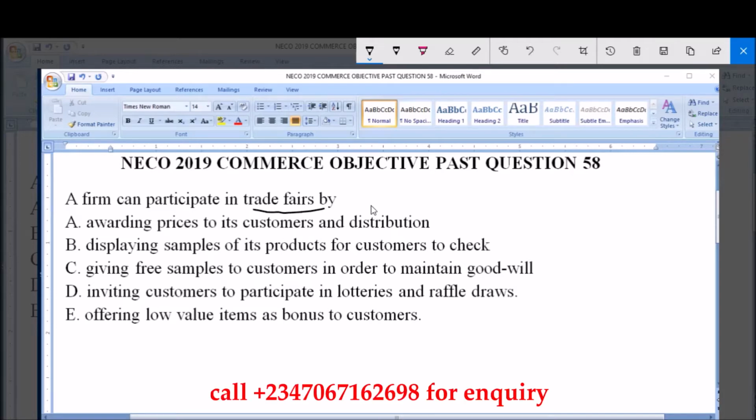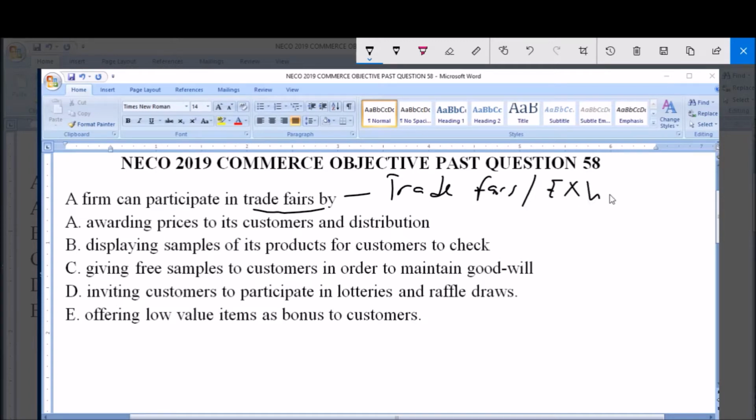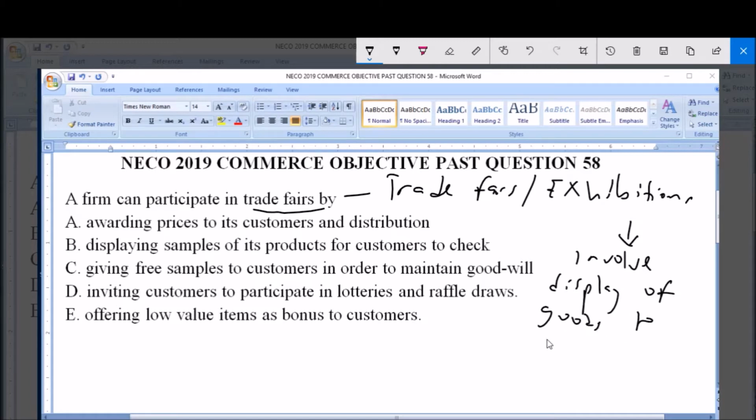So, trade fairs are often put in the same statement with exhibitions, trade fairs and exhibitions. And basically, trade fairs and exhibitions involve display of goods to promote sales.